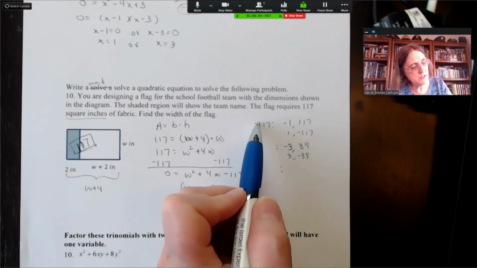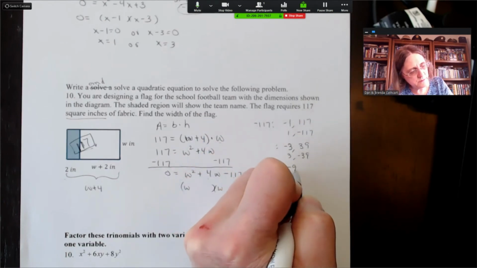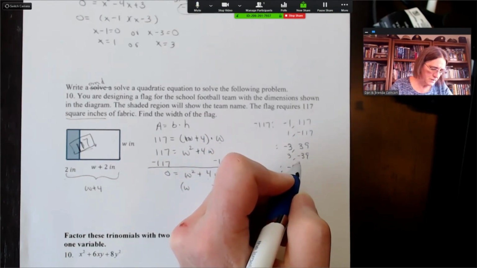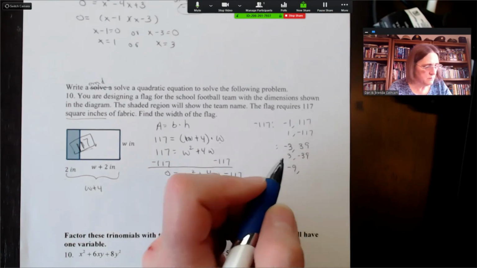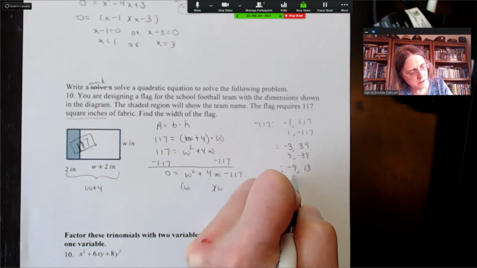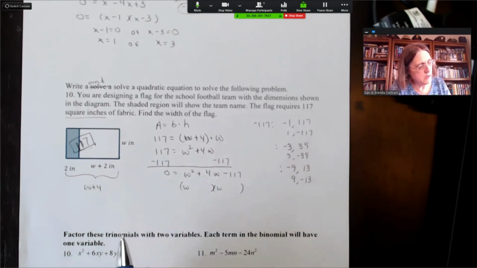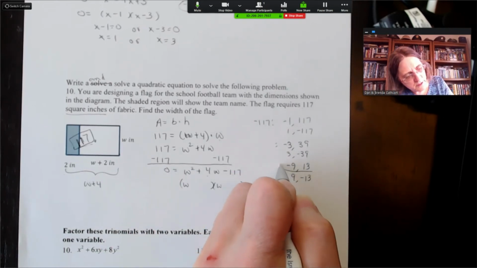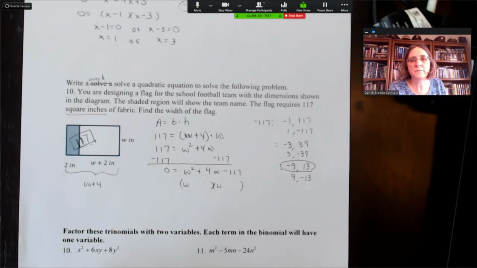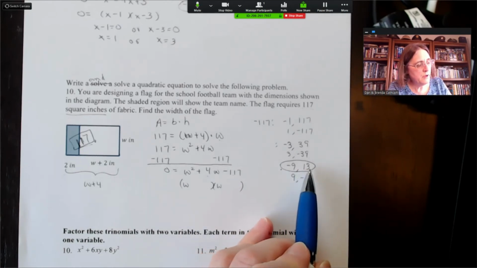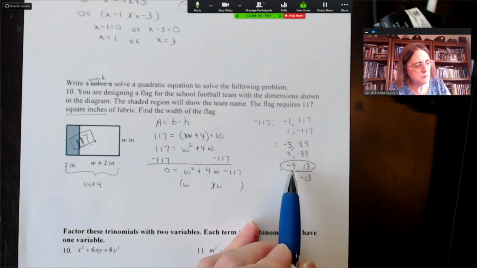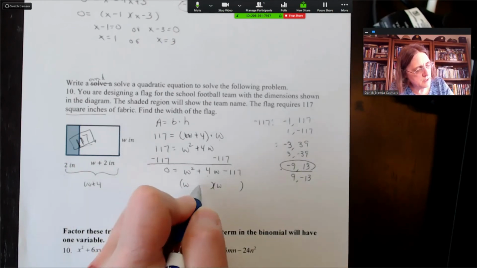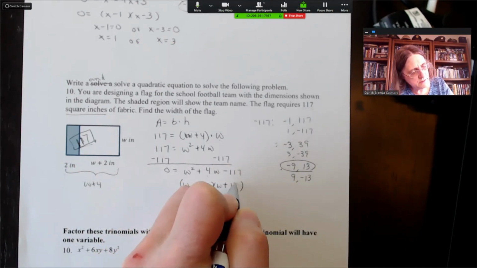Again, the digits add up to 9, so I know 9 goes into it. So let's take 117 divided by 9, and we get 13. And as I look at those, I do have a pair that adds to 4. This pair right here adds up to 4. So to multiply to get our last term, the terms that I want to use are negative 9 and 13.